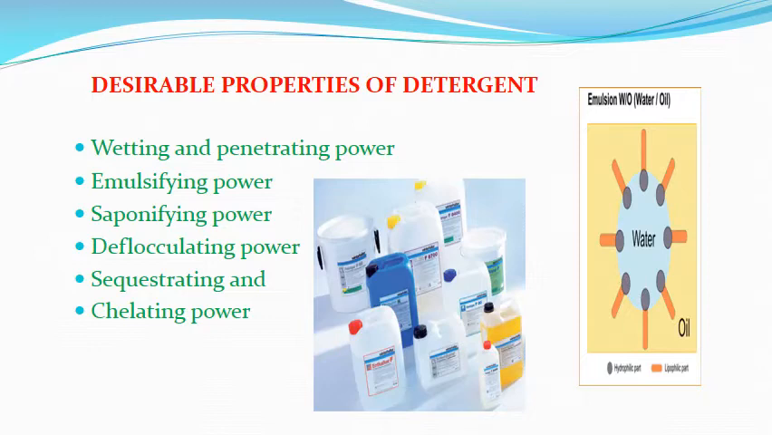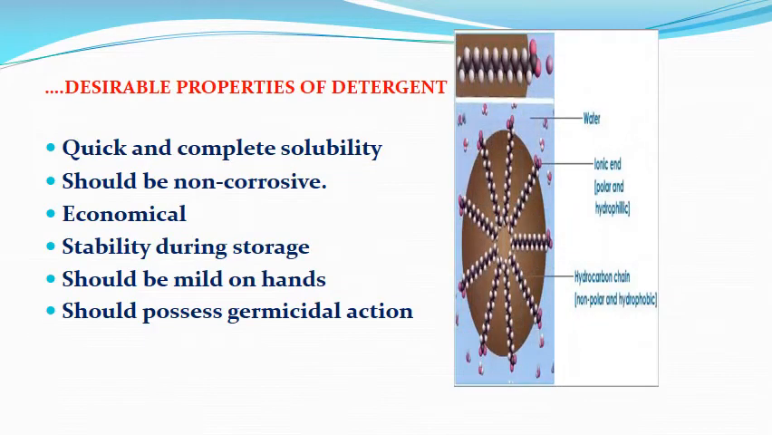remove them. So next few more properties I will come in continuation of desirable properties of detergent. They should be quick and complete solubility, that is the detergent should be easily soluble in water, should be non-corrosive, that is whatever material we are going to clean, particularly the surface of different equipments, machinery, tables, so these chemicals should not have any adverse impact or corrosive effect.